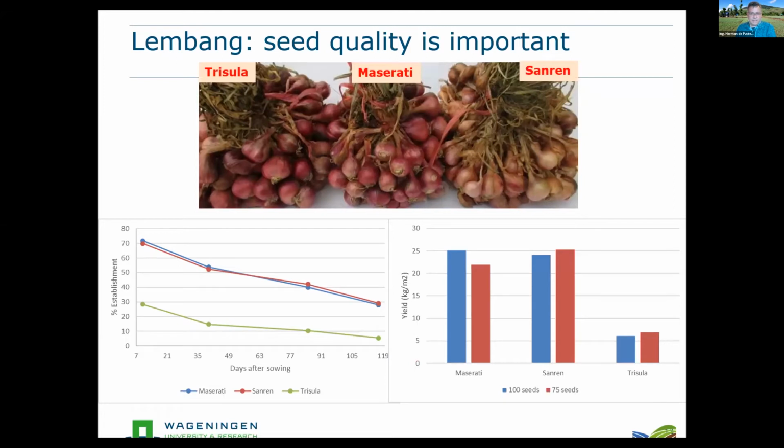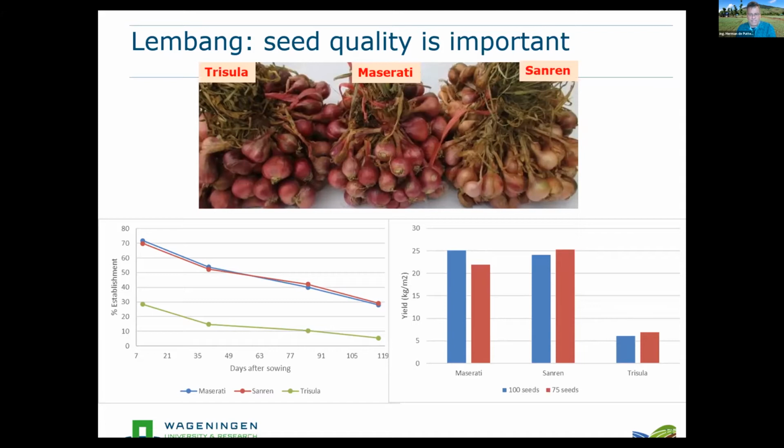And in Lembang, we also concluded that seed quality is very important. In the graph at the left, you can see the emergence or establishment. So how many seeds did produce a seedling? When we look at days after sowing, 119 days after sowing, Trisula was less than 10%, while Maserati and Sanren were close to 30%. So that's also due to the wet season, but the seed quality also had a big impact.